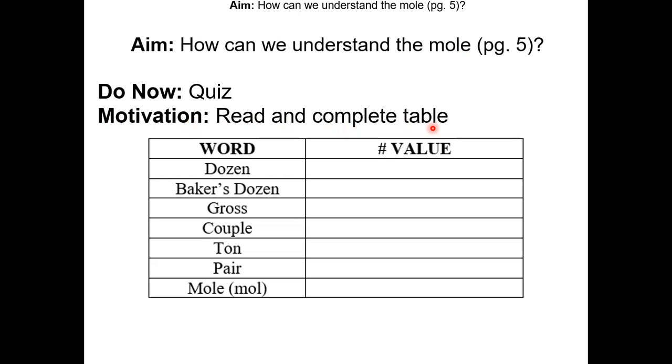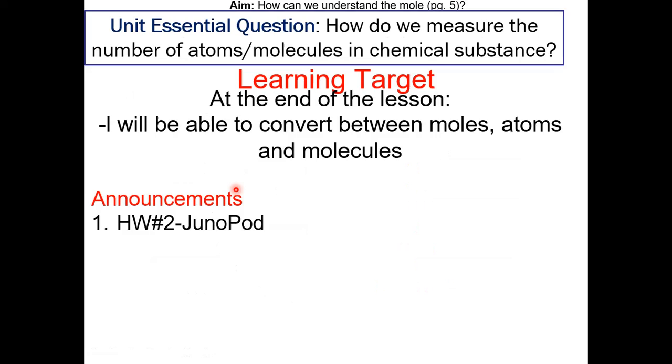Motivation. Complete the table. Here I have a bunch of counting units. What is the value of each of those units? So a dozen is 12. A baker's dozen is 13. A gross is 144. A couple is 2. A ton is 2,000. A pair is 2. If you recall from Unit 2, a mole is 6.02 times 10 to the 23rd.